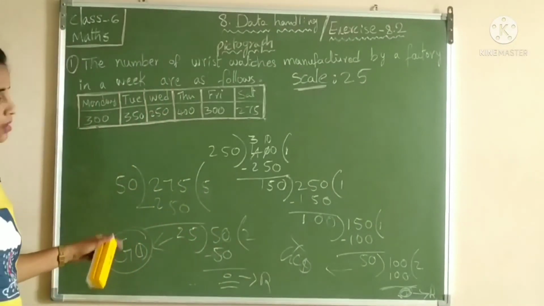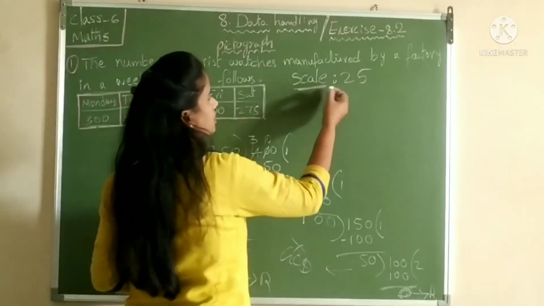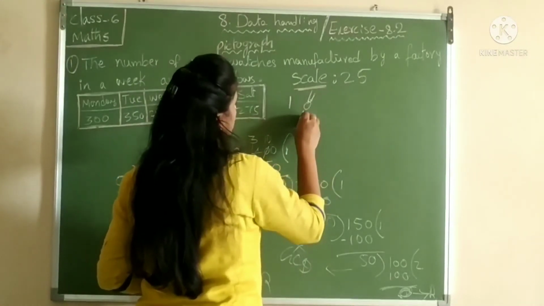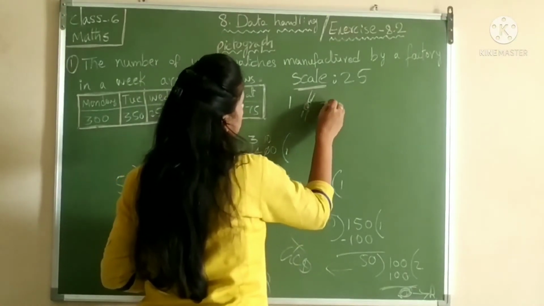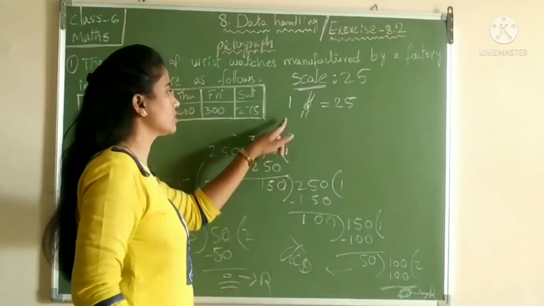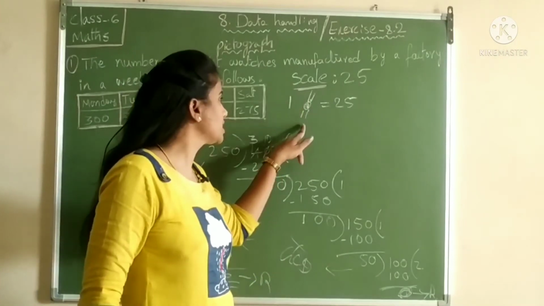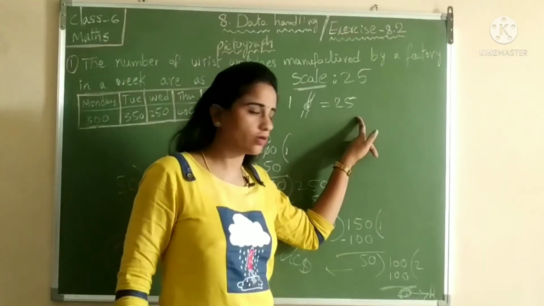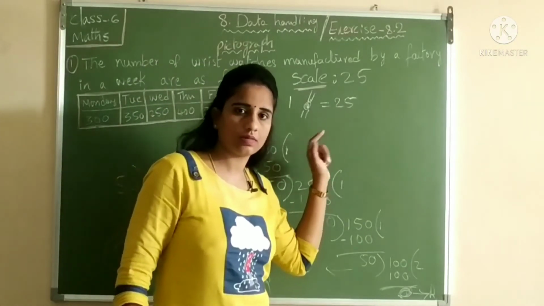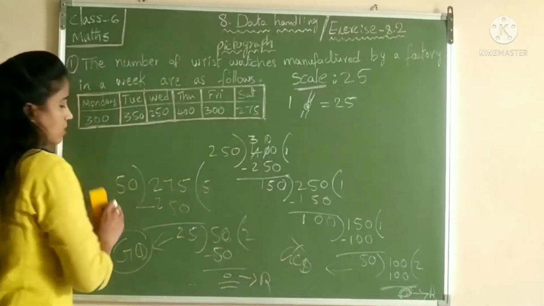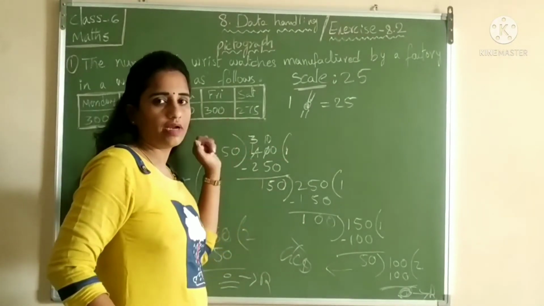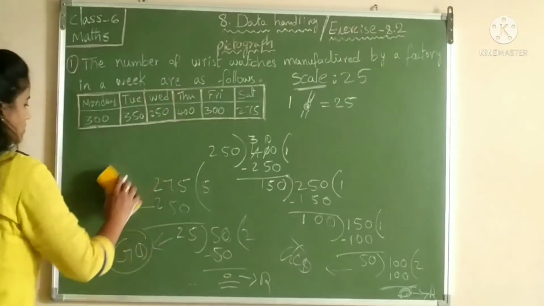So the scale is equal to 25. Scale means one watch is equal to 25. One watch is equal to 25. It means this is the picture and this is the numerical part. One picture of a watch is equal to 25 watches. Okay, don't get confused. You need to check the scale of the given data.